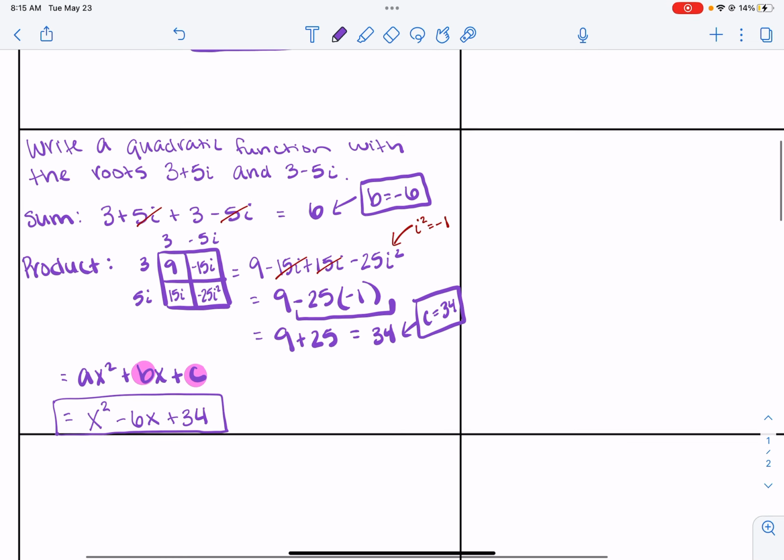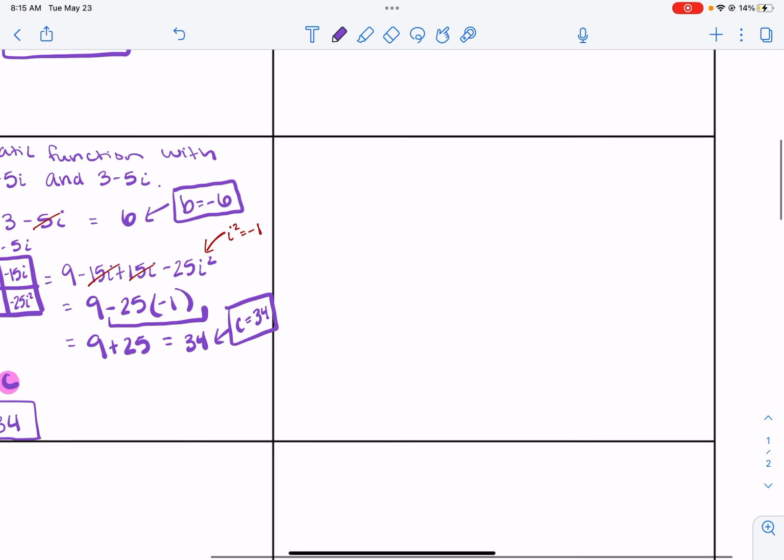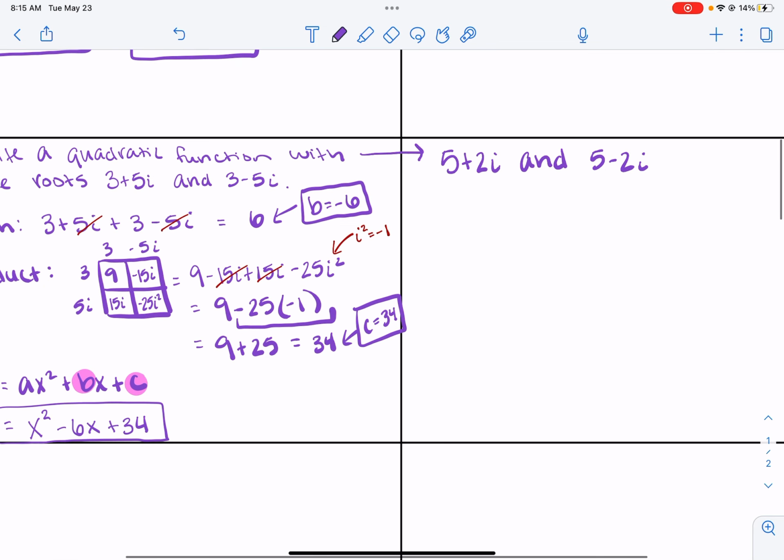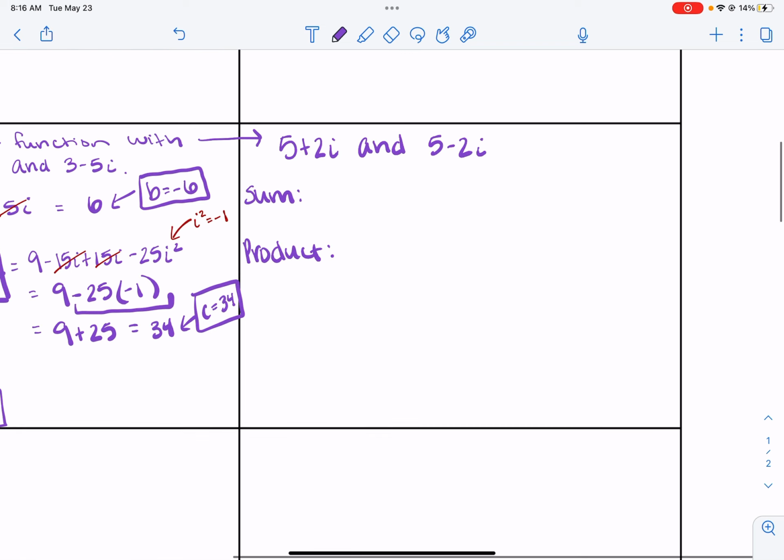Okay, so on the you do side, you are going to write a quadratic function. You're going to do the same thing, except with the roots 5 plus 2i and 5 minus 2i. Okay, so write it out. You're going to find the sum, and then you're going to find the product, just like on the other side.